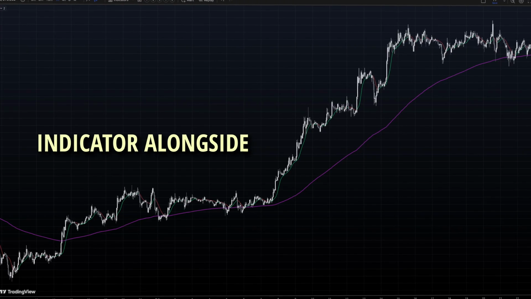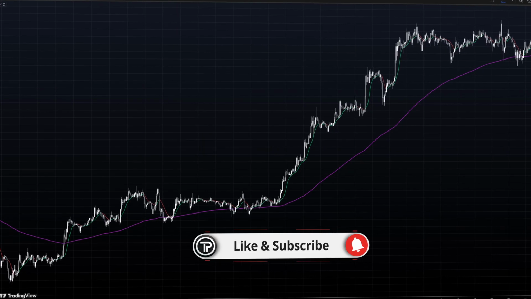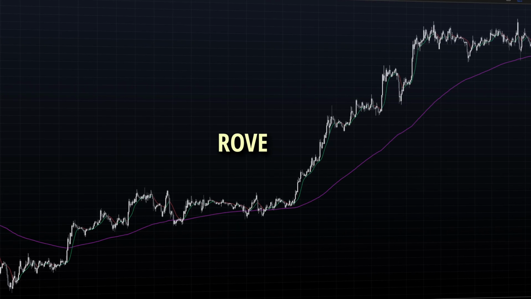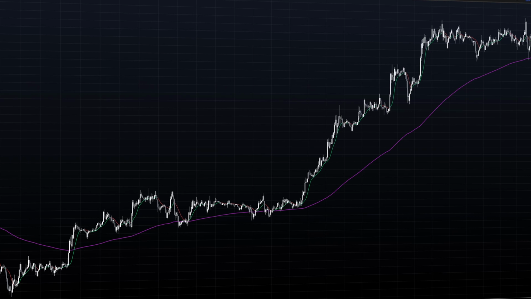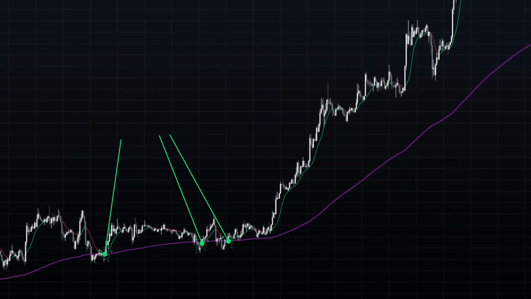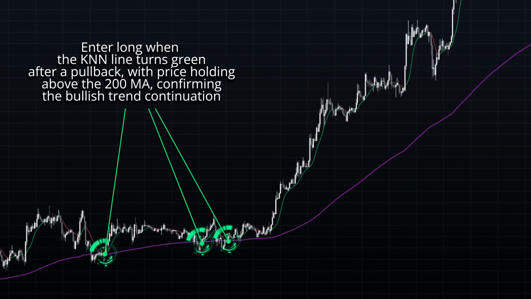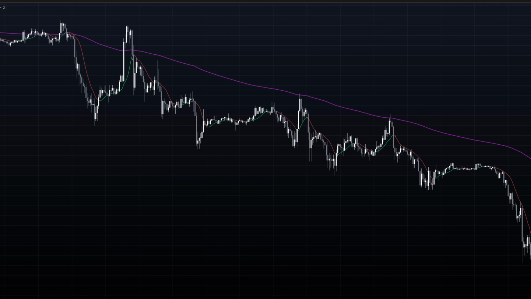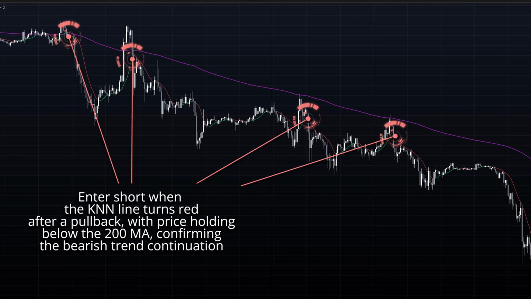You could use this indicator alongside a trend confirmation tool, such as a higher time frame moving average or volume-based analysis, to improve signal reliability. A possible strategy might involve taking long positions when the KNN line turns green, while price is above a 200-period moving average, and entering short positions when the line turns red below the moving average.